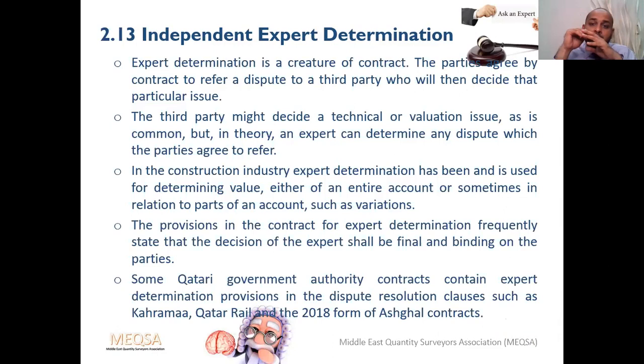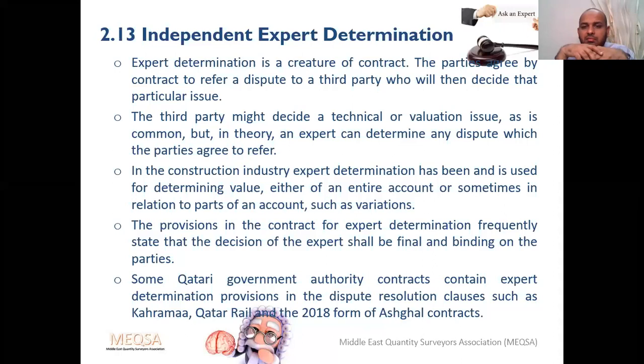Mostly this will come up as evidence in courts as well, or arbitration. When the arbitrator doesn't have such specialist knowledge, he will appoint an independent expert to give his witness. That is called an expert witness. Similarly, here you will appoint a third party, agree with a third party, to give your opinion on that. Maybe the decision is binding, sometimes it's not binding.